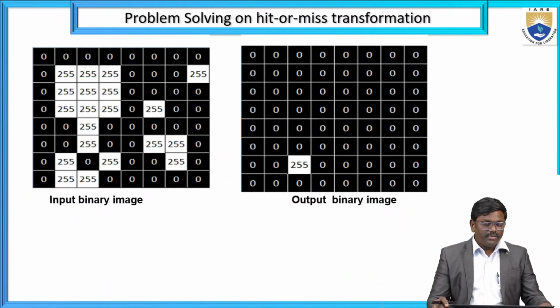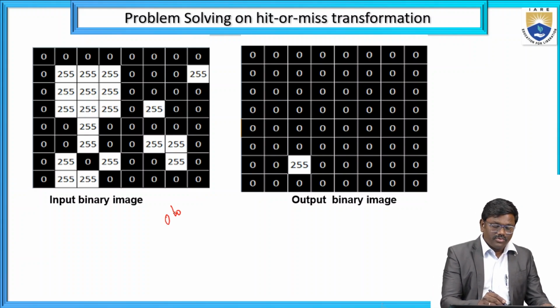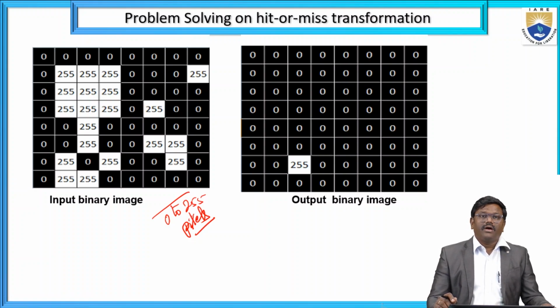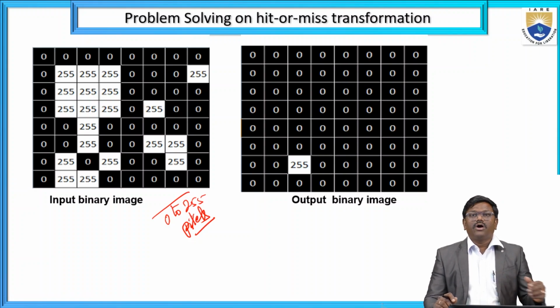So we apply that input binary image to get the output binary image, with pixel values between 0 and 255. The number of pixels helps in mapping from the input binary image to the output binary image.